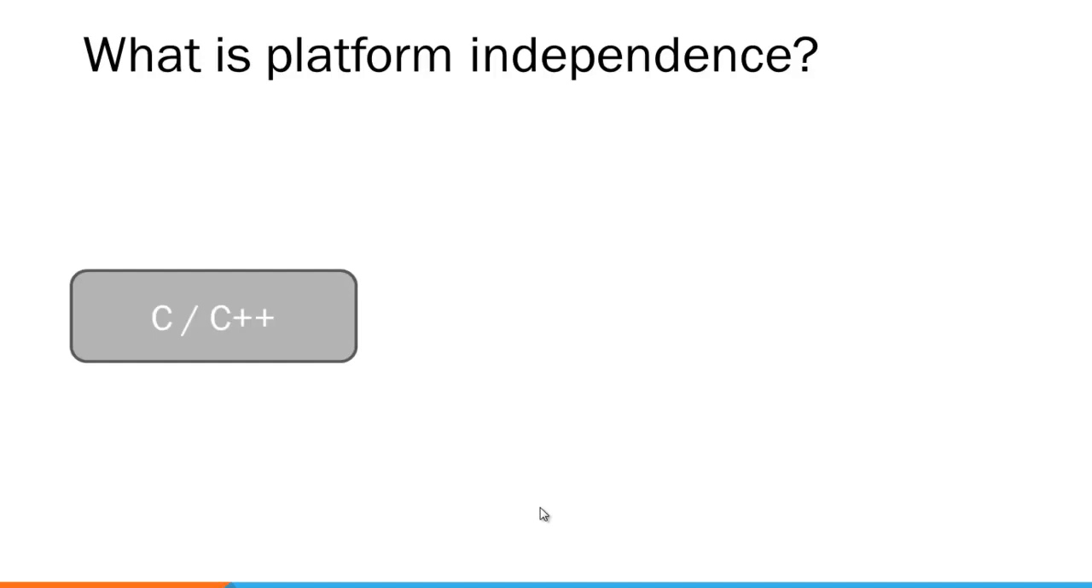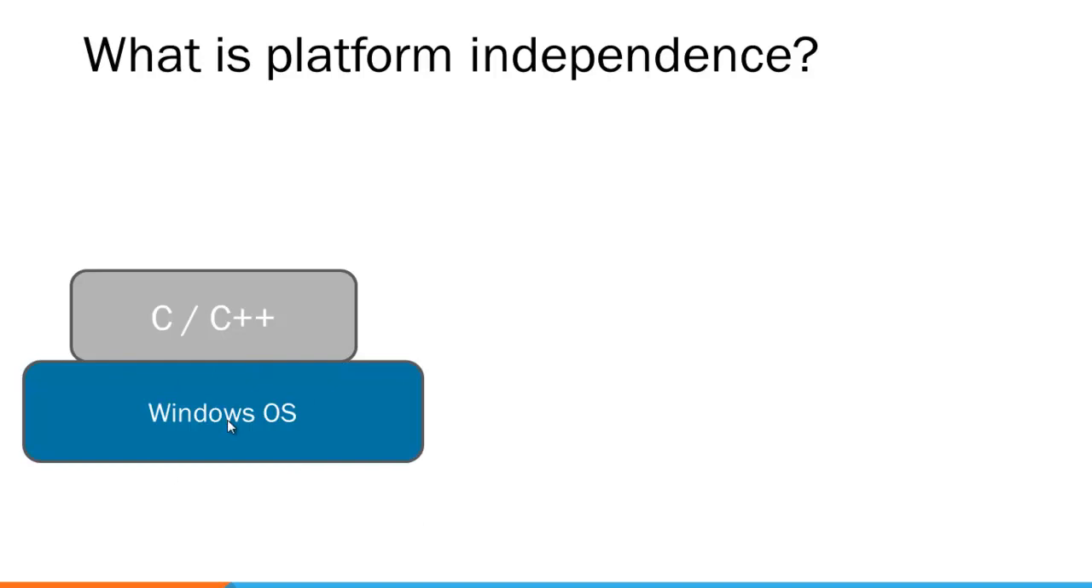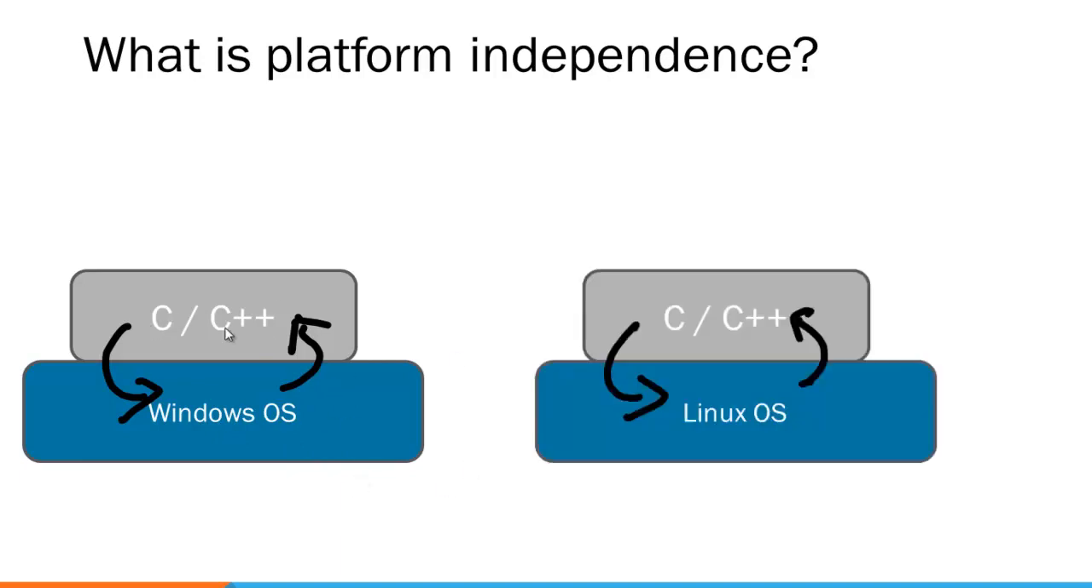Now, if you take a language like C or C++, you write them on top of the Windows operating system and you compile them. Once compiled, the C and C++ languages make use of the Windows operating system resources to run. So you cannot take this compiled C and C++ code and try to run it on Linux. So C and C++ are not platform independent because they depend on their operating systems.